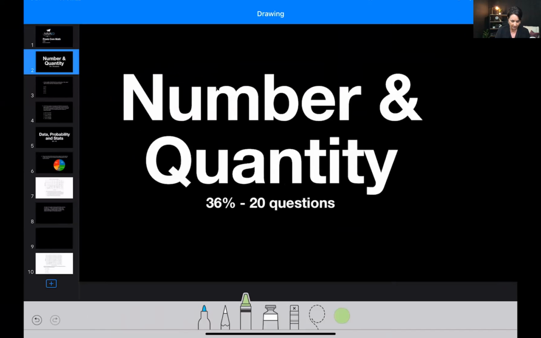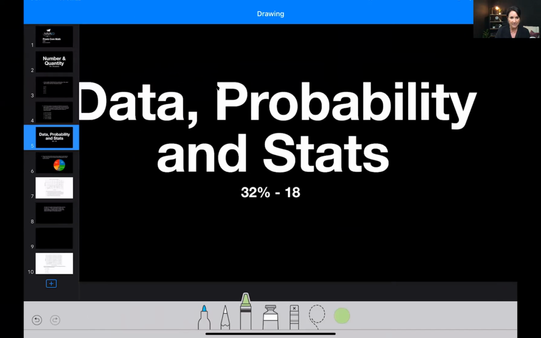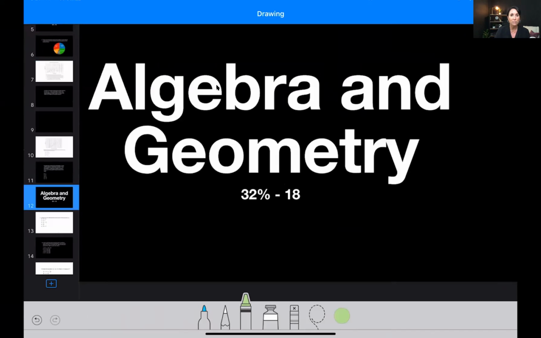Today, we're going to go through about 11 problems from the handout that you received. We're going to cover all three areas of the Praxis Core Math exam: numbers and quantity, data, probability, and stats, and algebra and geometry. All three are evenly distributed throughout the test, so it's about 33 to 35% for each content category. So we're going to hit all of them evenly today.